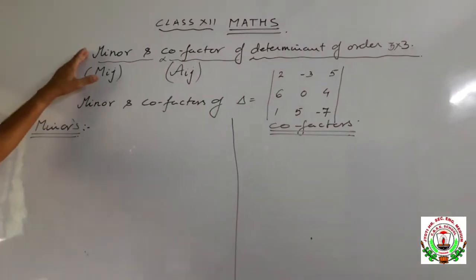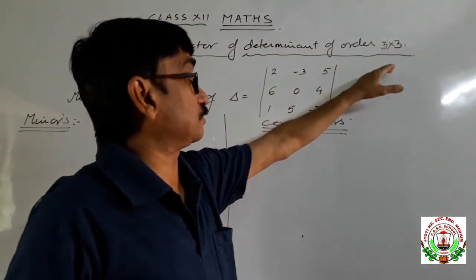Now we are going to calculate the minors and cofactors of the determinant of order 3 by 3.